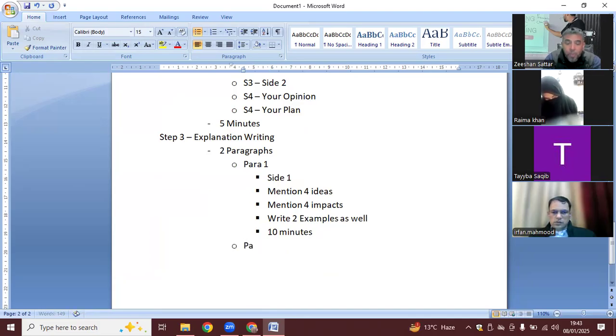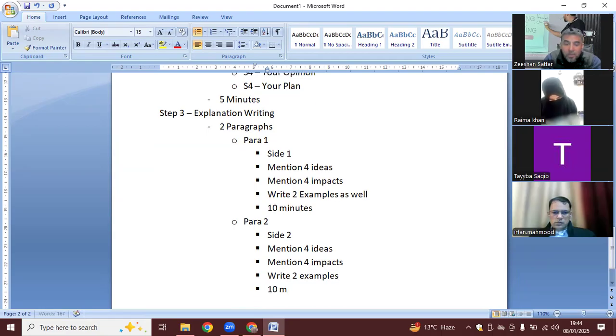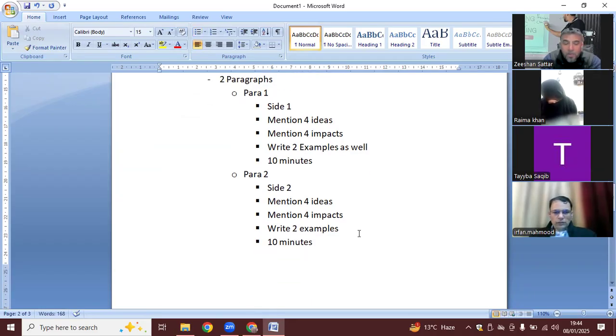Paragraph number 2 will contain your side number 2. And again, for side 2, if it is problem solutions, it is the paragraph which will contain the solutions. Okay. So mention 4 ideas and then mention 4 impacts of your ideas and write 2 examples as well, and spend 10 minutes on it. So in total we spent 20 minutes on the explanation. We entered into step number 4.